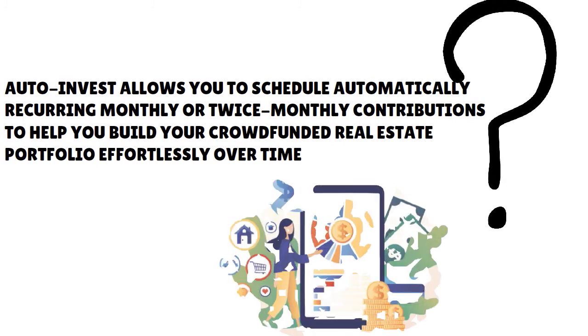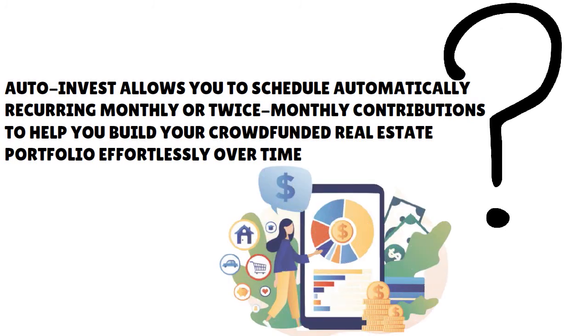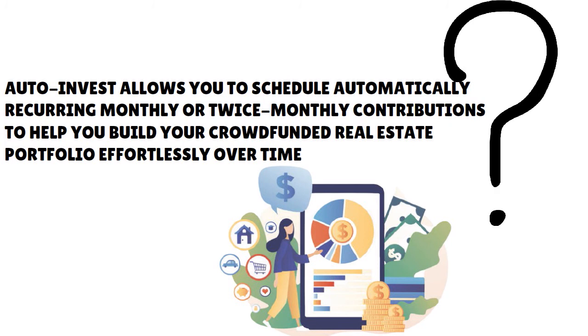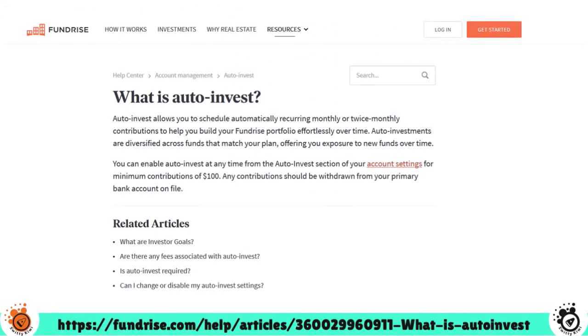And auto investments are diversified across funds that match your plan, offering you exposure to new funds over time. So we've seen a couple of auto invest features online. So for example, you have Fundrise. With Fundrise Auto Invest, you can enable auto invest at any time from the auto invest section of your Fundrise account settings for minimum contributions of $100. And any contributions will be withdrawn from your primary bank account on file.